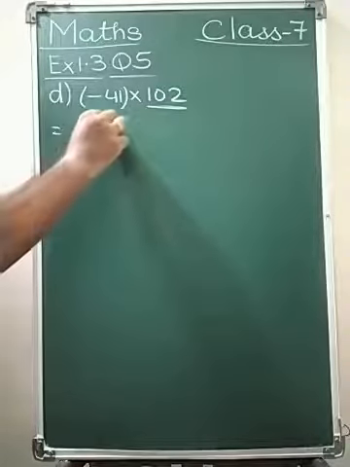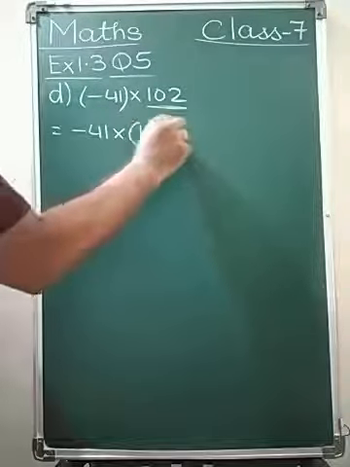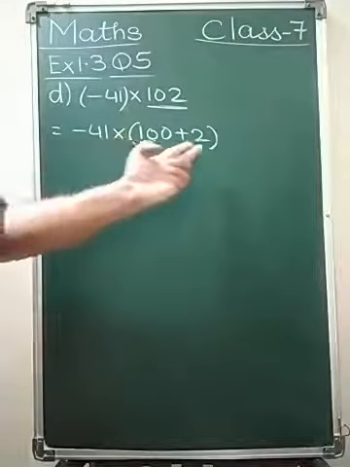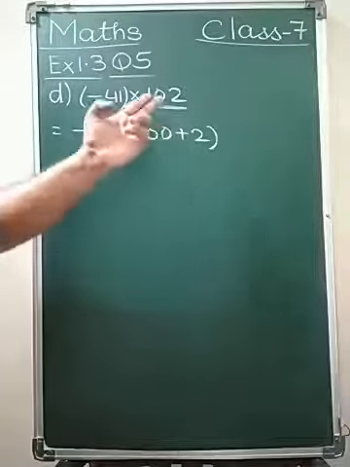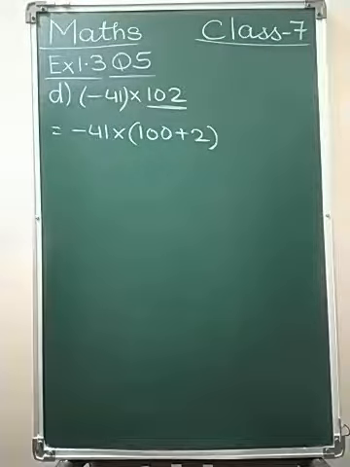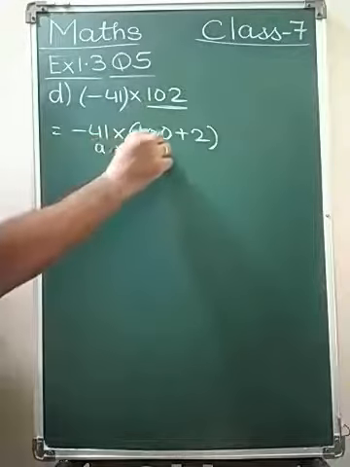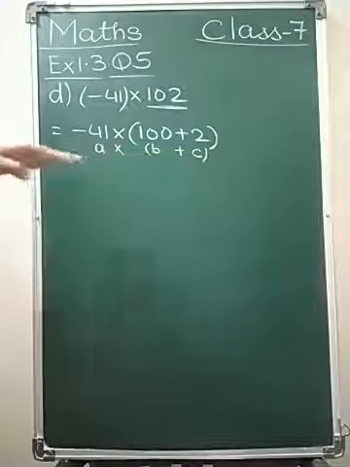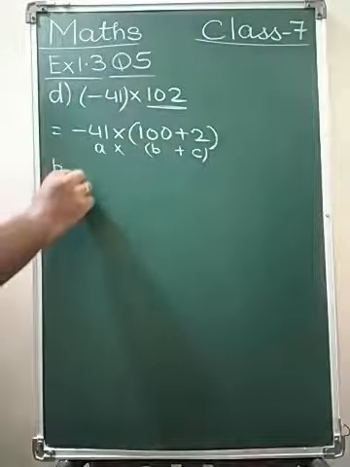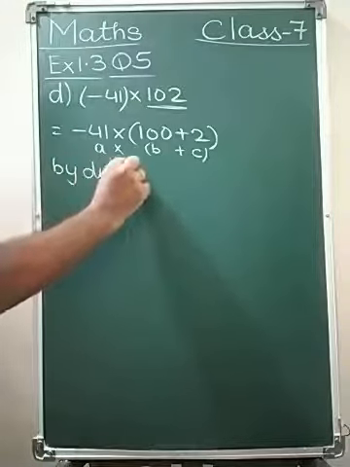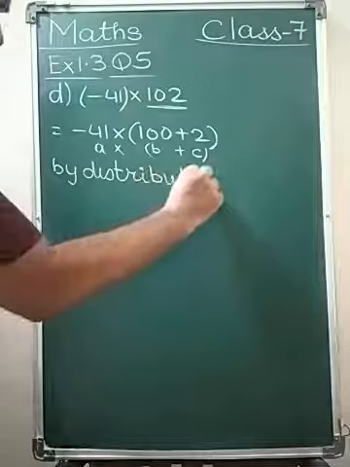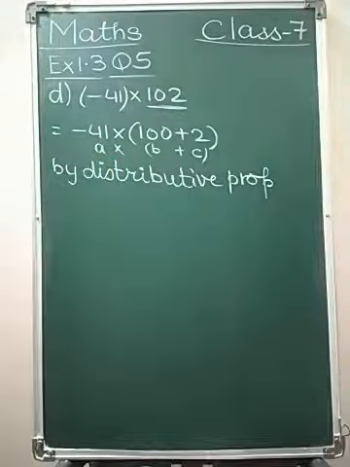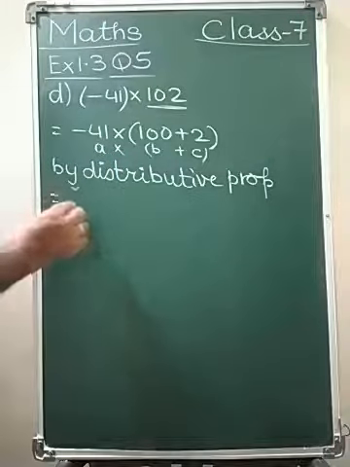See, minus 41 multiplied by 100 plus 2. What we have done? This 102 we have bifurcated and written as 100 plus 2. 100 plus 2 is again 102. So it is making no difference. Now here we can see this is A multiplied by B plus C in the bracket. So this is nothing but distributive property. So by distributive property, this equals to A.